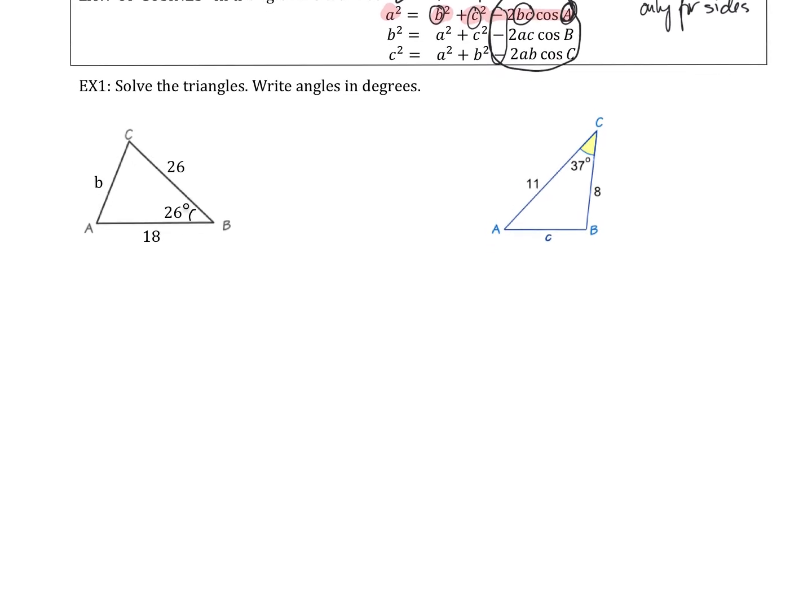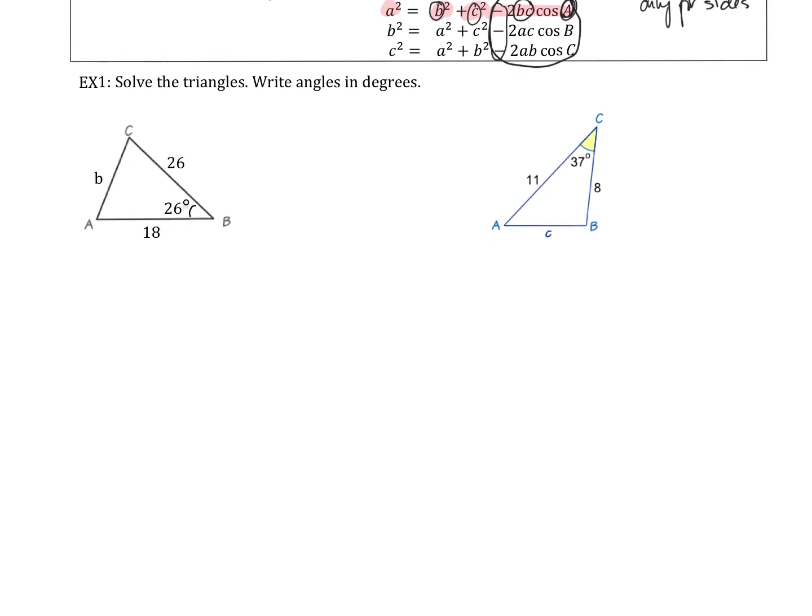For example 1, solve the triangles, write the angles in degrees. Okay, so we have this triangle here. What are we given? Well, we're given 2 sides and an angle. So this is going to be a side-angle-side triangle. So this is not the strange case. This is the case that we know we can handle. They're not going to have too many answers on it. If there's one answer, it'll just be the one. So let's see, what else do we need to solve for? We need to solve for this angle, and then the side B.